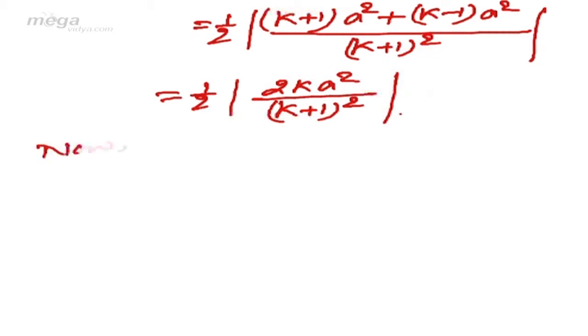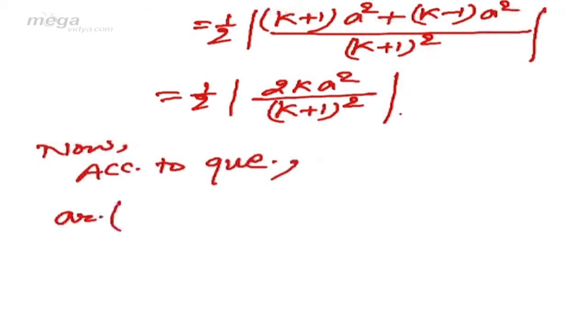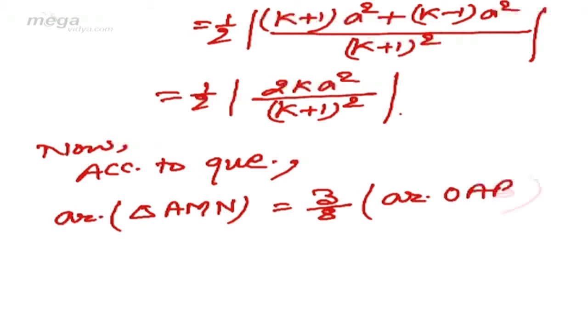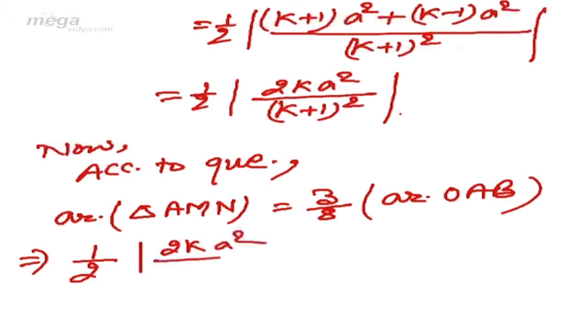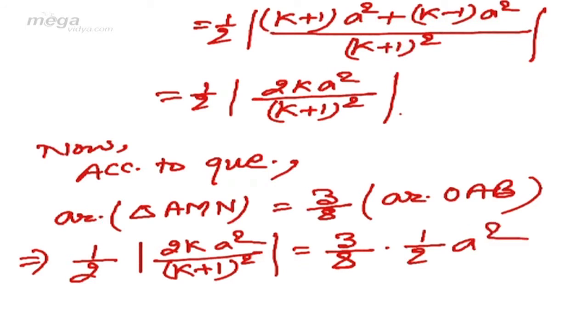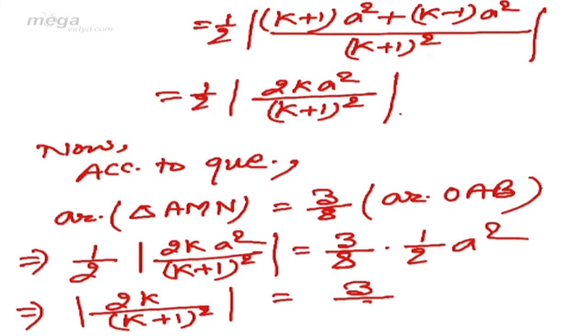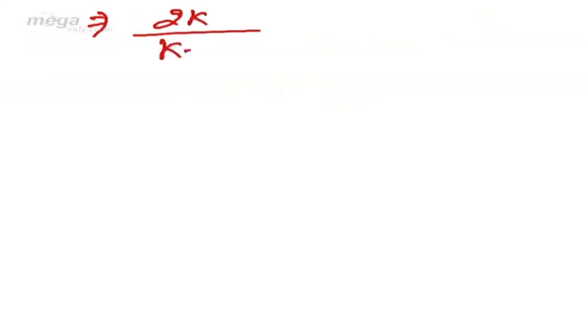Now according to the question, the area of triangle AMN is 3/8 of the area of triangle OAB. So now we'll substitute all the values. Half into mod 2k a square upon (k plus 1) whole square is equal to 3 upon 8 into half a square. On the left side and right side you can cancel out half a square. So you get mod of 2k upon (k plus 1) whole square is equal to 3 upon 8. So 2k upon (k plus 1) whole square is equal to plus minus 3 upon 8.